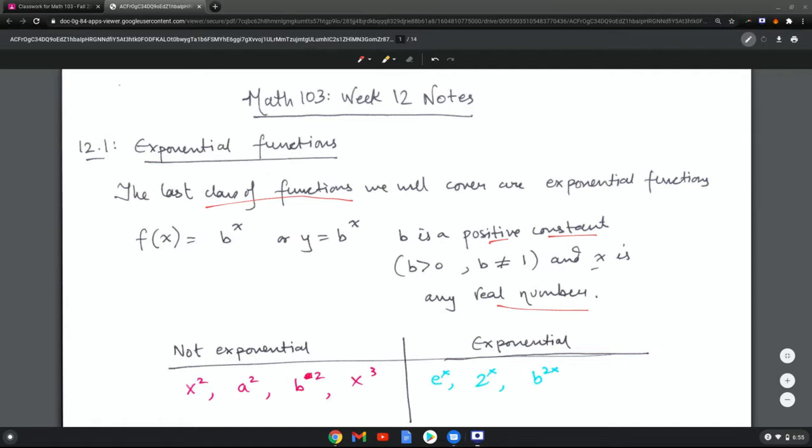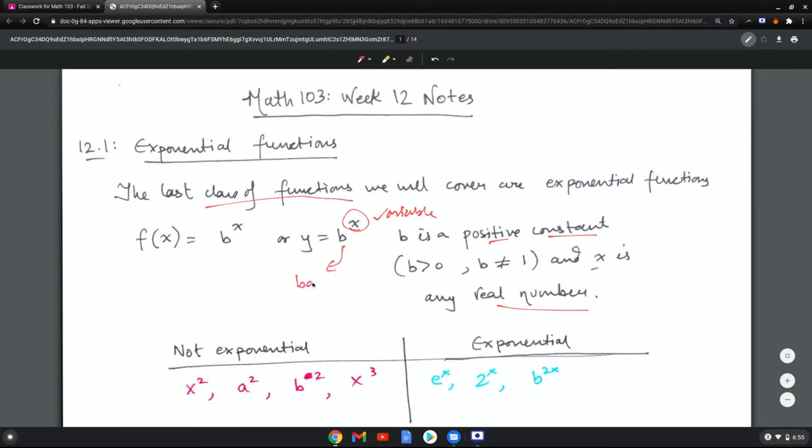So the most identifiable difference from all the other functions we have seen so far is that in this case, the variable is in the exponent instead of being on the bottom. This is called the base, right? And the top part is called the exponent.